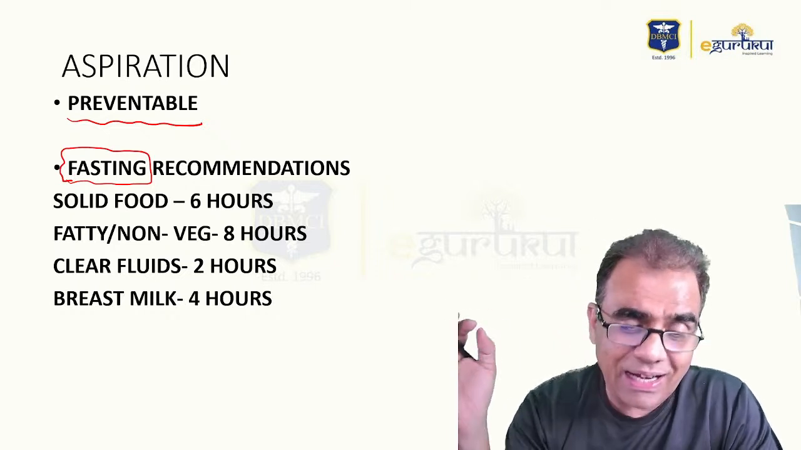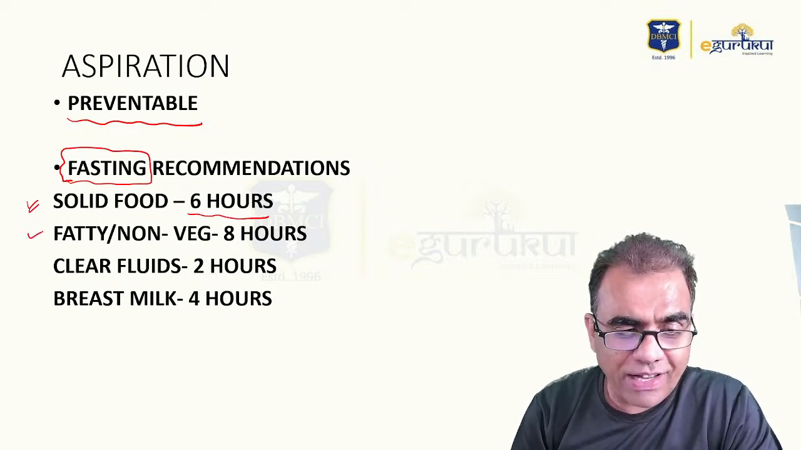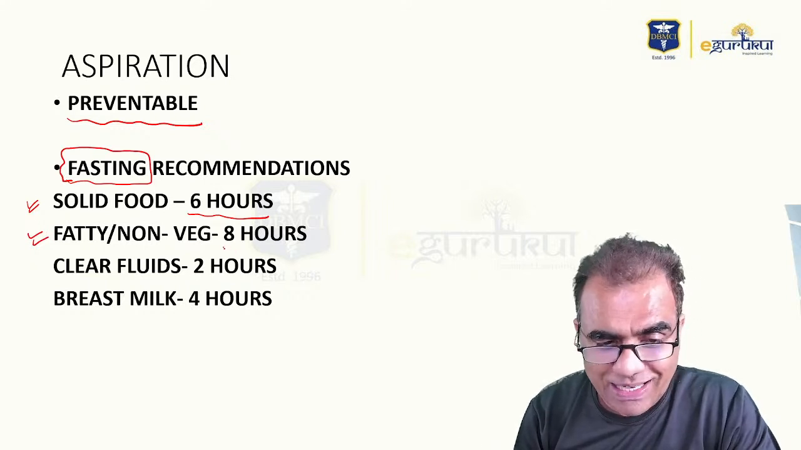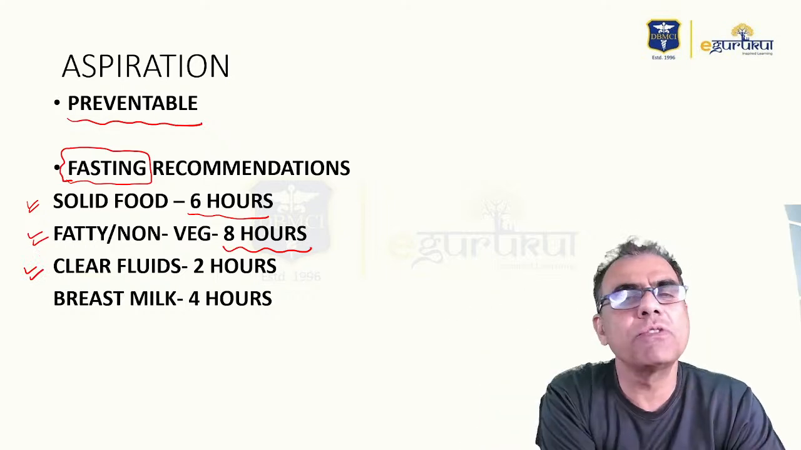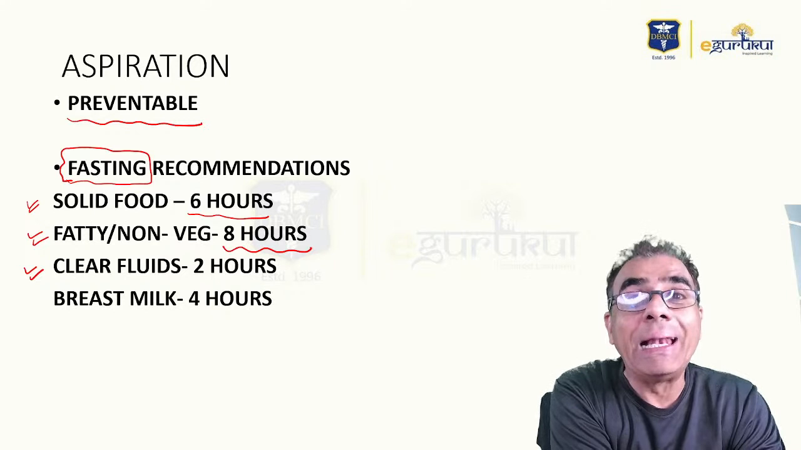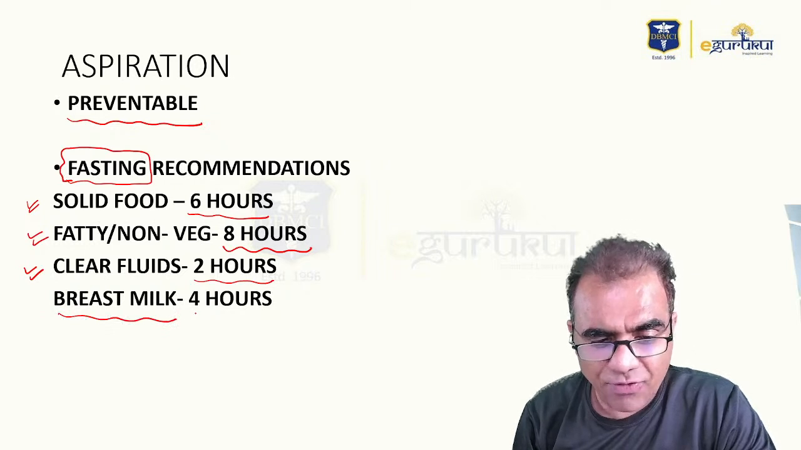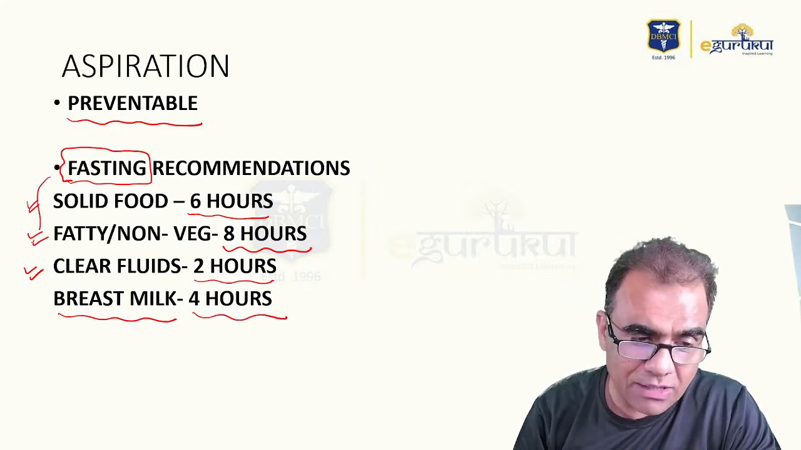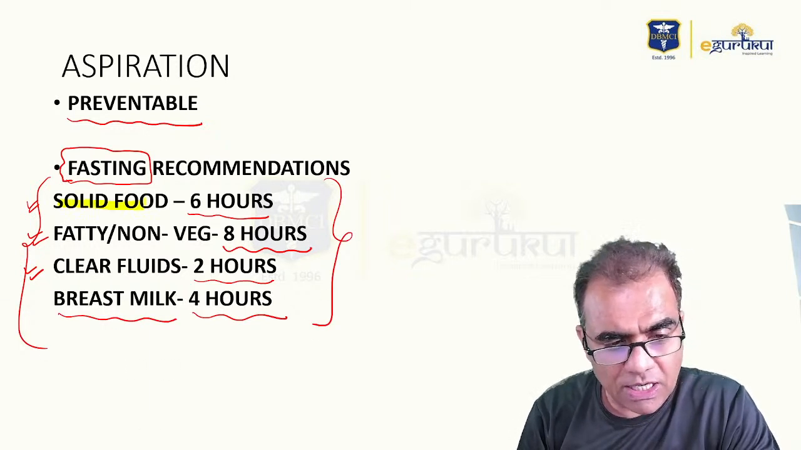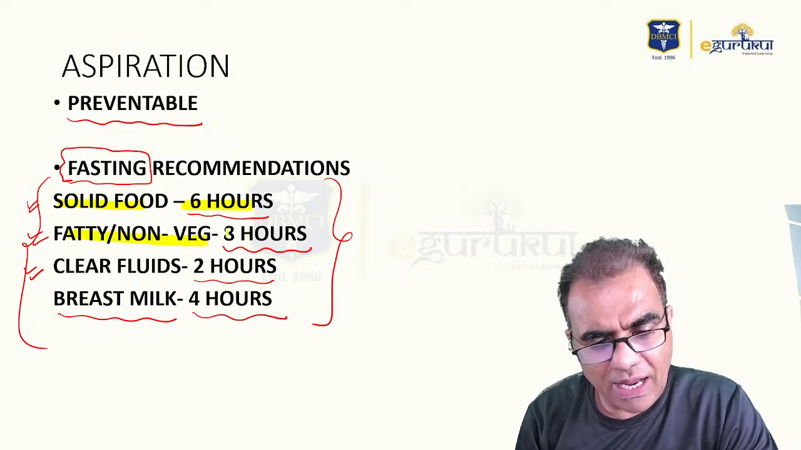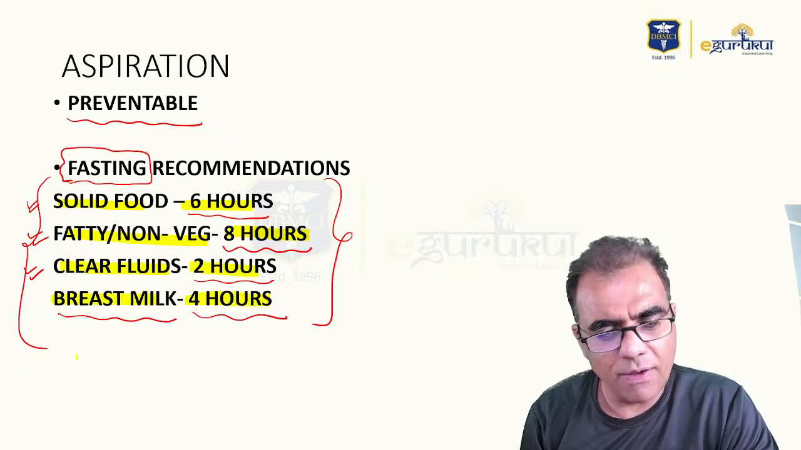And your fasting guidelines: for solid food, the patient has to have fasting of 6 hours. For a fatty non-vegetarian meal, fasting has to be 8 hours. For clear fluids, meaning water or plain juices without pulp or tea or coffee without milk, that is clear fluids, 2 hours. While if the baby is on breast milk, then fasting of 4 hours is required. So this fasting is a must to prevent aspiration. Solid food, 6 hours. Fatty non-vegetarian meal, 8 hours. Clear fluids, 2 hours. And breast milk, fasting of 4 hours is required.